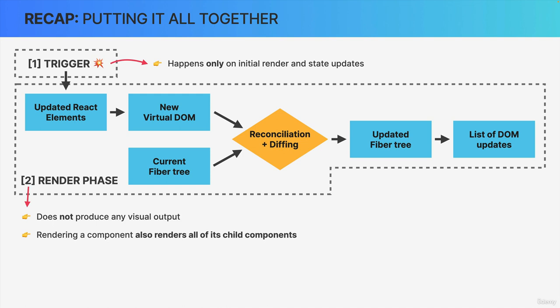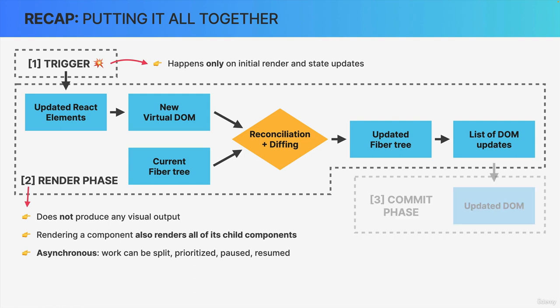Now, it's important to note that the render phase is asynchronous, so Fiber can prioritize and split work into chunks and pause and resume some work later. And this is necessary for concurrent features, and also to prevent the JavaScript engine from being blocked by complex render processes. But anyway, the output of the render phase, so the list of DOM updates, will finally actually be written to the DOM in the commit phase.